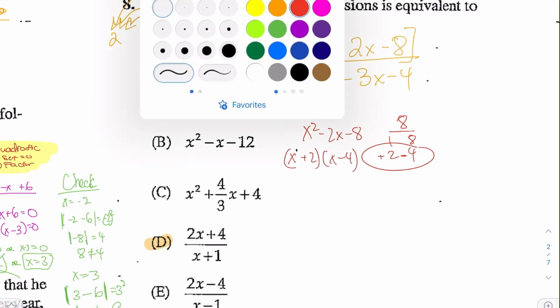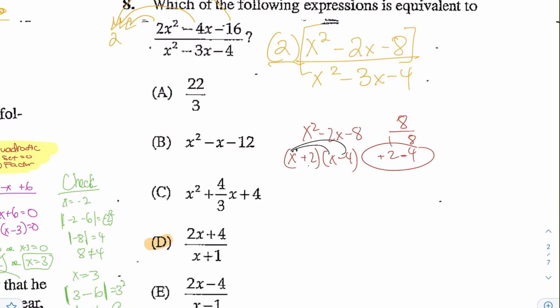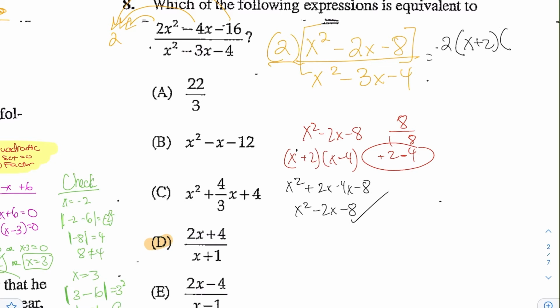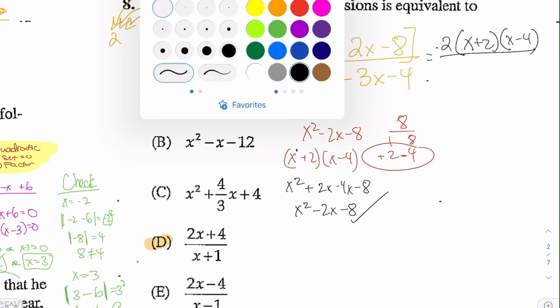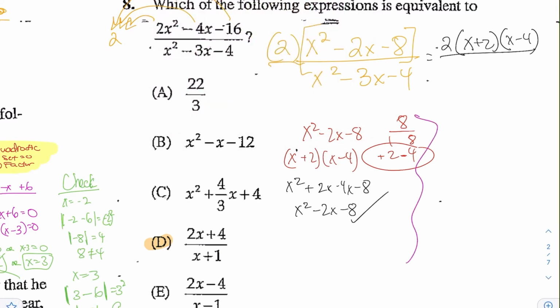If you FOIL to check, that's just your first, outer, and last. You get x squared plus 2x minus 4x minus 8, or x squared minus 2x minus 8. So everything does check out. So the numerator is 2 times x plus 2 in parentheses and x minus 4 in parentheses. Then you have to do the same thing for the denominator, which is x squared minus 3x minus 4.